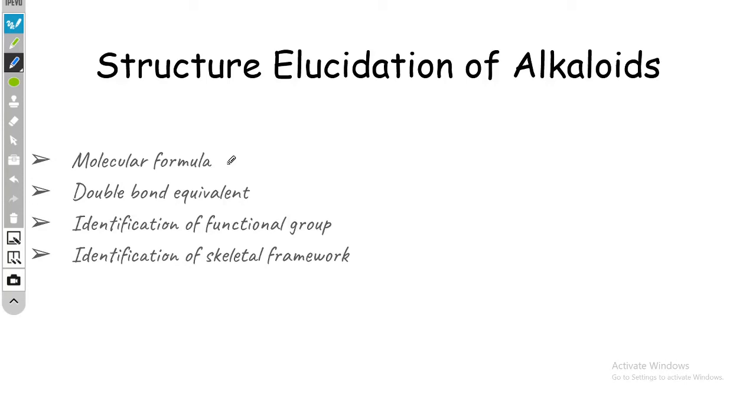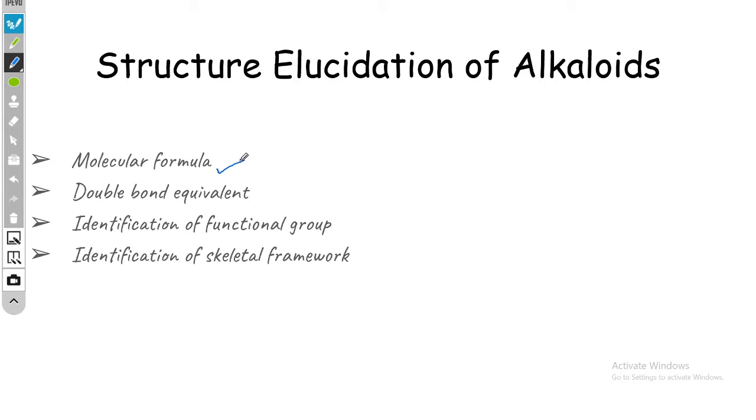Structure elucidation of alkaloids. Before the development of spectroscopic methods, structure elucidation of organic compounds was a tedious and time-consuming process. In this session, we are going to see the earlier methods of structure determination based on some chemical methods. The first step of structure determination of an organic compound is to determine its molecular formula.